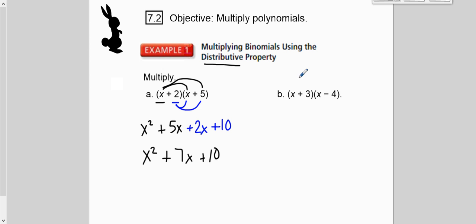Right, example 1b. Give it a try. You have to do 4 multiplications. X times both of the things in the second parentheses, and then the 3 times both of the terms in the second parentheses. Write down an answer.